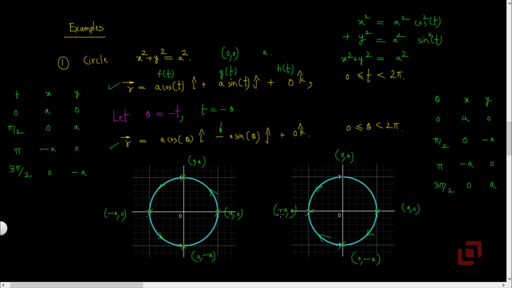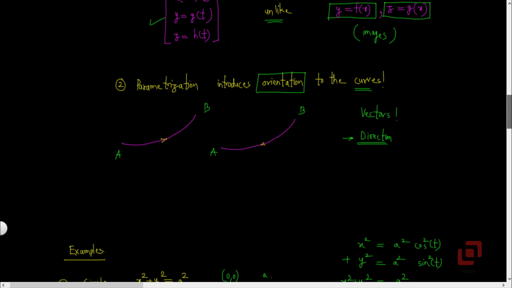Now you can clearly see the difference between these two representations. In the second one we started our journey at a comma 0, but we traversed the entire circle in clockwise direction, whereas in the first case the starting point was a comma 0, but we traversed the circle in anti-clockwise direction. And this is what we mean when we say that parametrization introduces orientation to the curves.